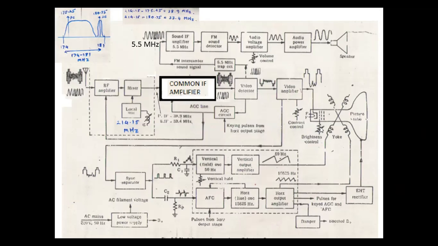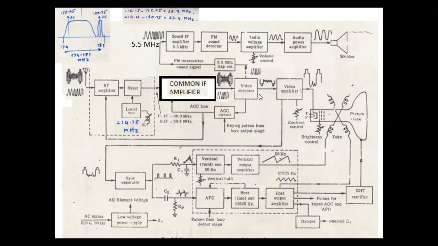So this brightness control right now is connected to the control grid of this picture tube. Hence the brightness is controlled. If you go for LED TV, LCD TV, this brightness is controlled by the backlight. Please try to understand. So brightness control is completely different and contrast control is completely different.